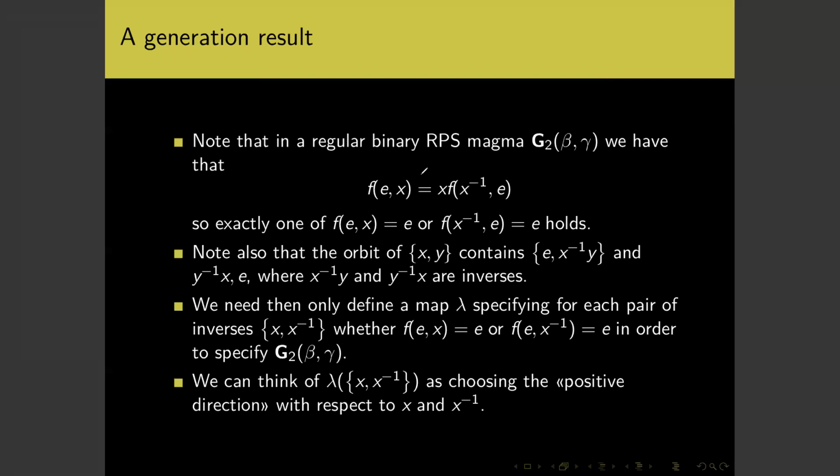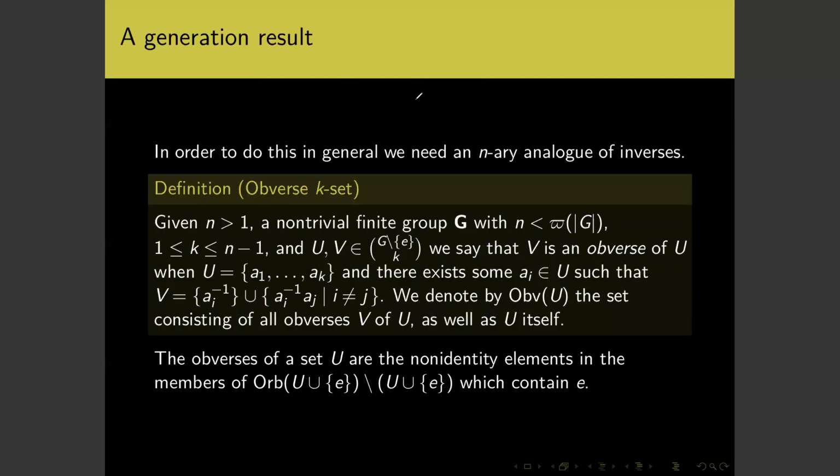And so, basically the way that we do this, and I'll be very succinct, although when I post these slides you can look at that, or you can just read the paper. Essentially making all of these choices beta gamma is really painful, and I don't want to have to keep doing that. So the first thing I'm going to do is realize that specifying an RPS magma comes down to choosing, say for each element X of our group, whether X or X inverse is positive or dominates the identity, or is dominated by the identity element. Okay, so I have to actually be able to do that in general somehow. And so the way I do that is by looking at obverse k-sets of a k-set in a finite group. And so these play the role of inverses.